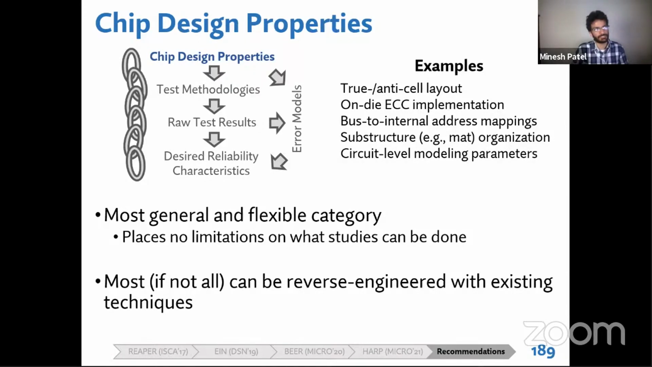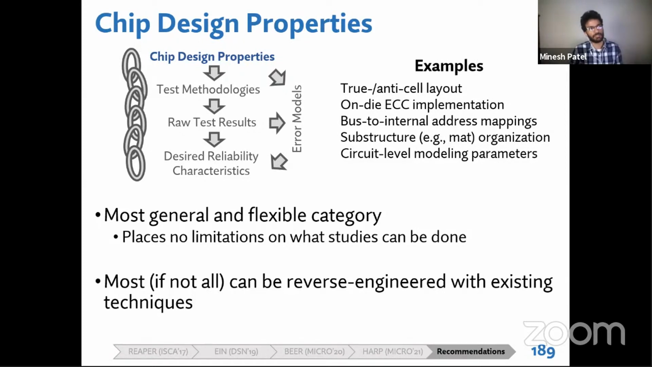So let's say, for example, the true and anti-cell layout. Many works have shown that it's very easy to figure that out just by doing a long-term retention experiment. This is a design detail: the manufacturers know how they built their device, and they could describe this for each model of their chip, and that saves the system manufacturer from having to figure out some testing methodology that works for all devices and so forth.